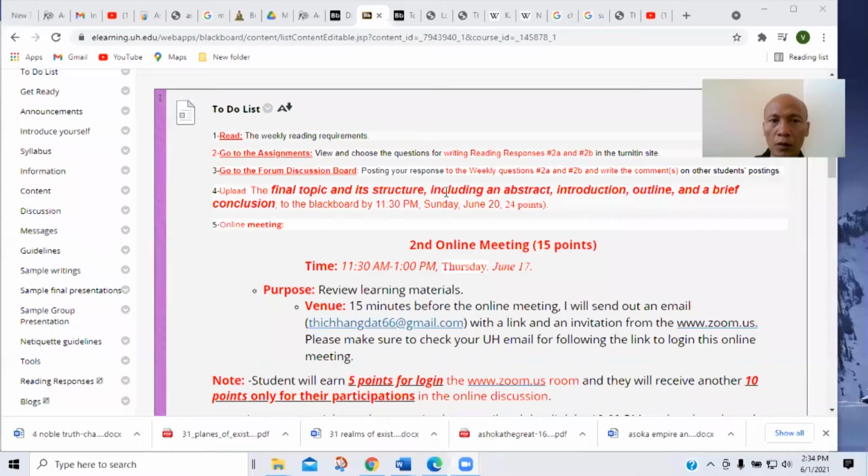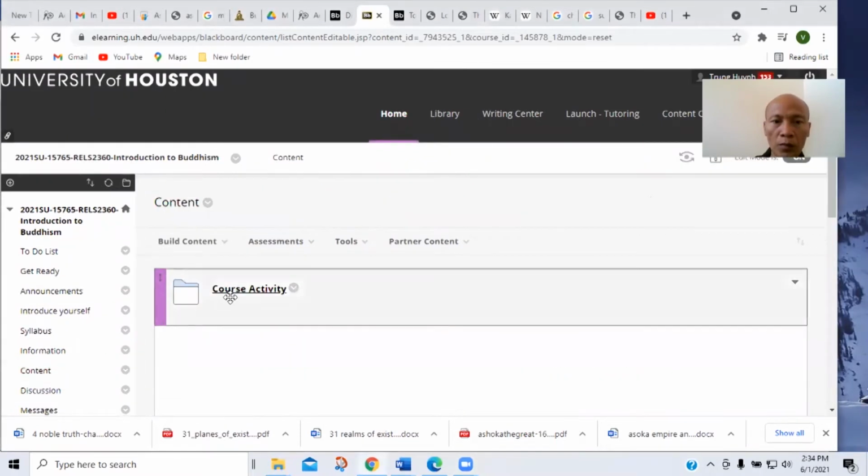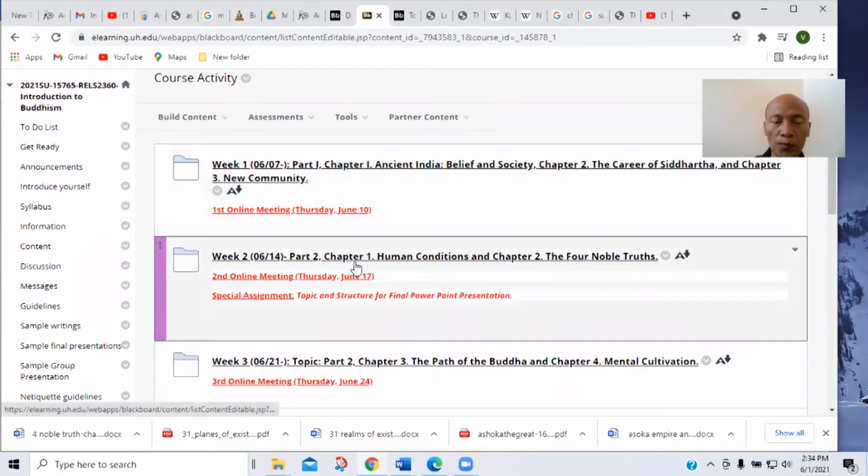Okay, so today we move ahead to week 2. Let me share with you the week 2 assignment. You click here on the content, and after that you click on the course activity and move down to week 2.